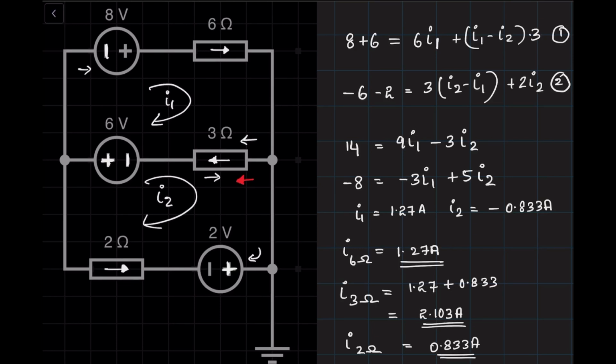Now let's see the simulation of this particular circuit so that we can verify these answers are correct. You can pause this video for a second and write down the values of the current flowing through each resistor so that you can compare with the simulation. Okay, let's see that.